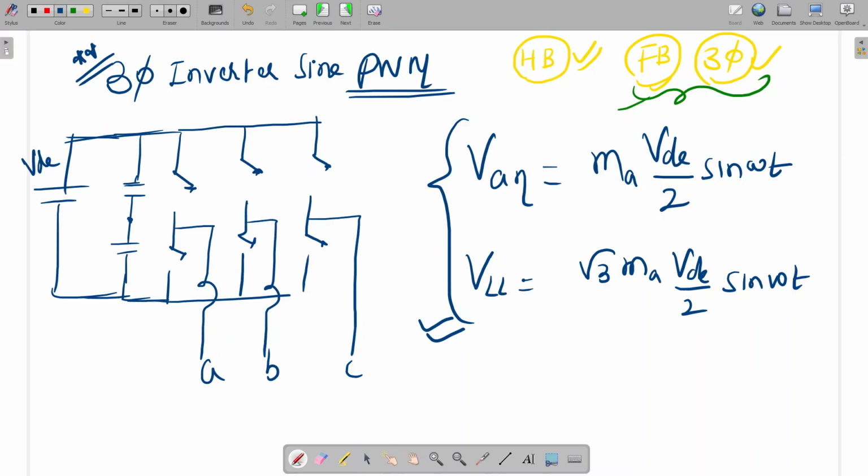So this is the circuit of the three phase. Here it will be VDC by 2, and here also it will be VDC by 2.